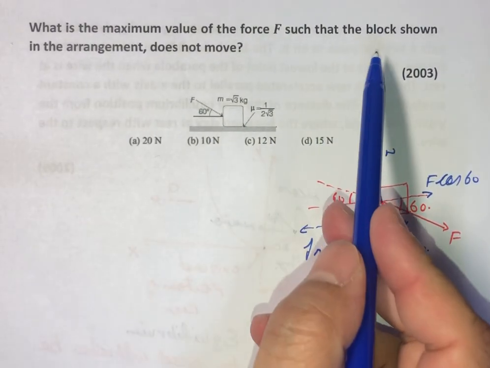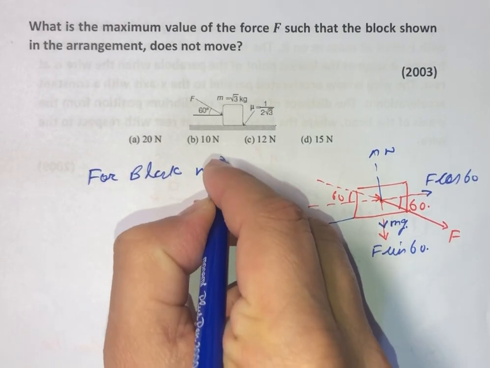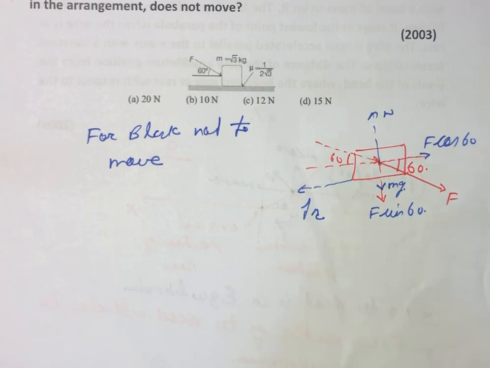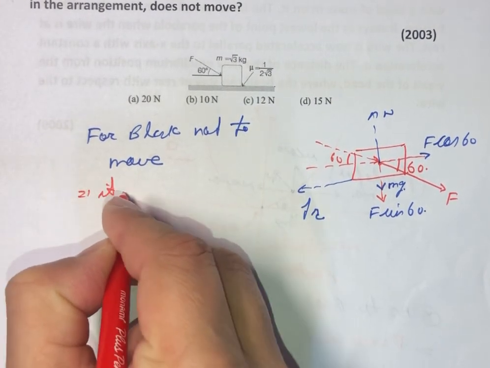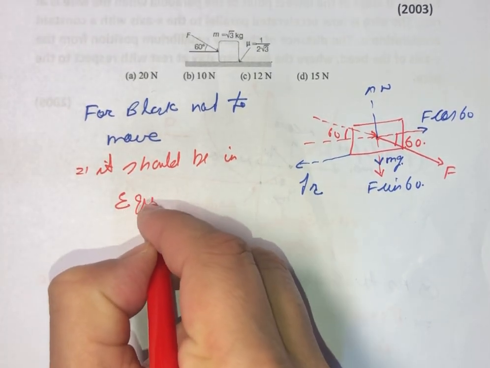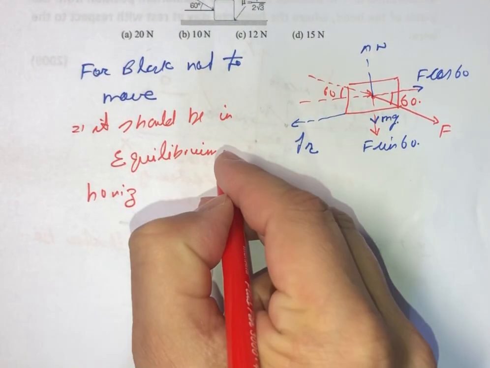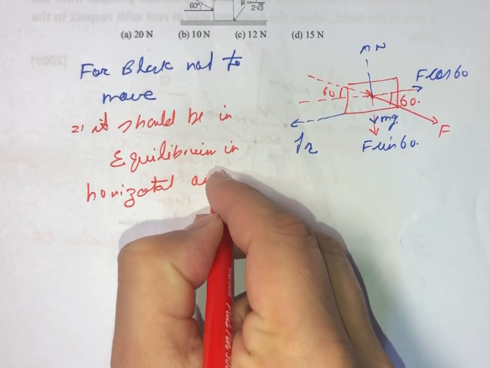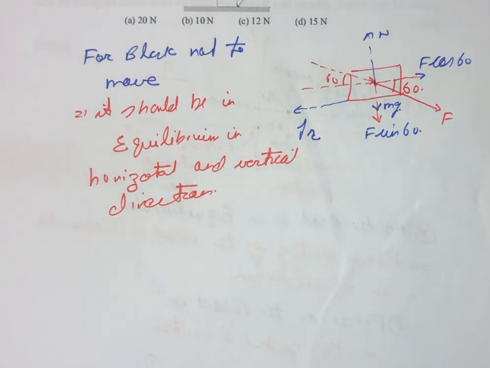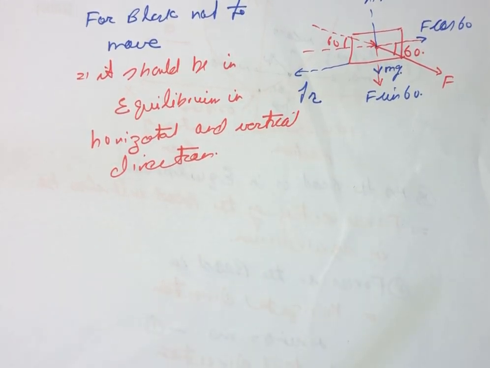So it stated that the block should not move. For the block not to move, it should be in equilibrium horizontally as well as vertically. It should be in equilibrium in horizontal and vertical direction. So let us one by one discuss the horizontal as well as the vertical equilibrium.